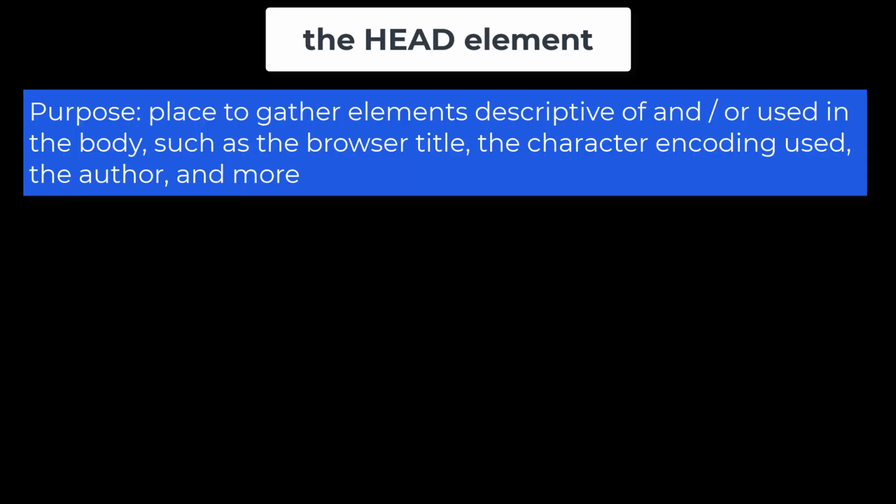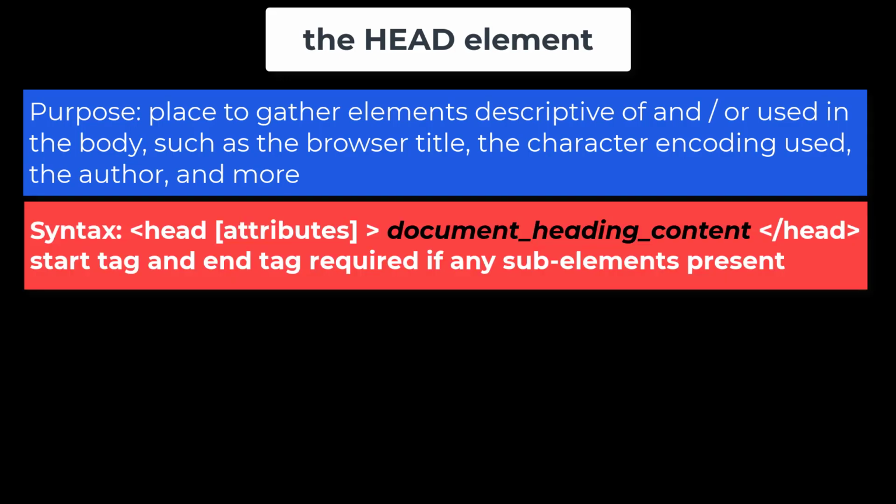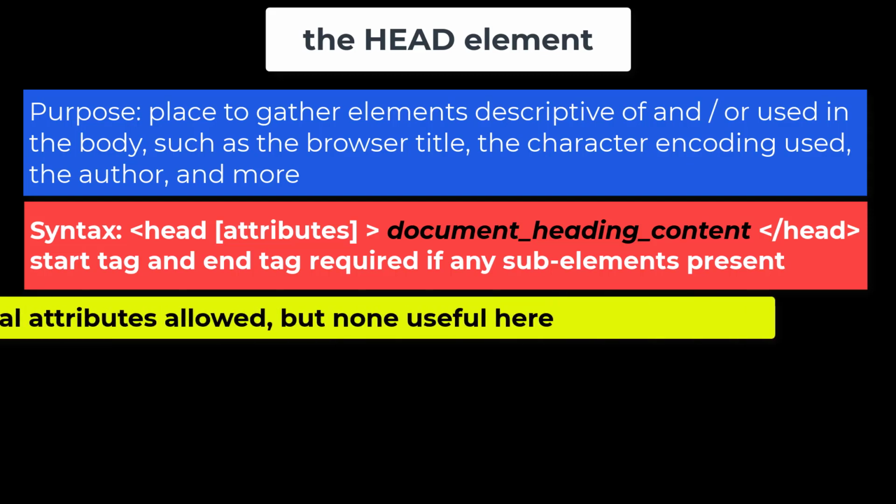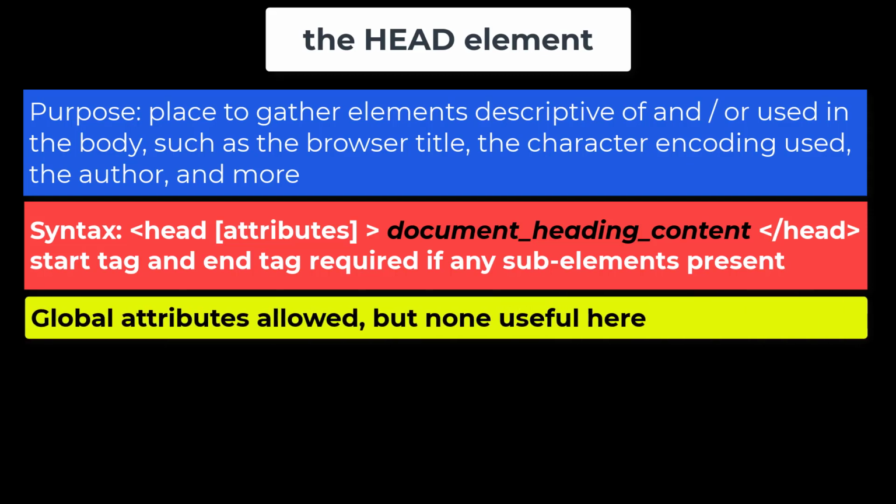Next is the head element. Its purpose is to be a place to gather elements descriptive of and/or used in the body, such as the browser title, the character encoding used, the author, and so on. The syntax is a head start tag, the document heading content, and the end tag. The start and end tags are required if there are any sub-elements present. Although the global attributes are technically allowed, they're not useful here.